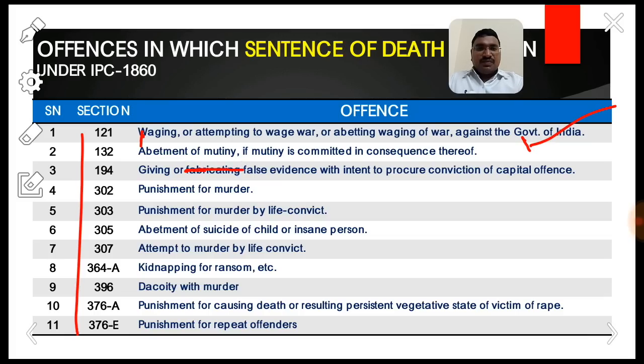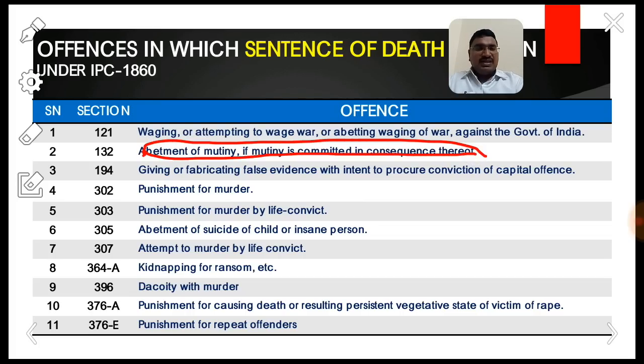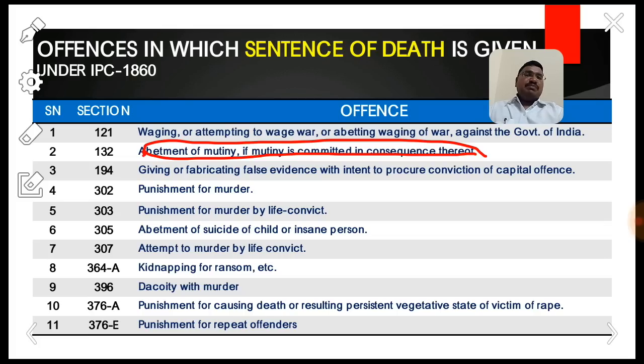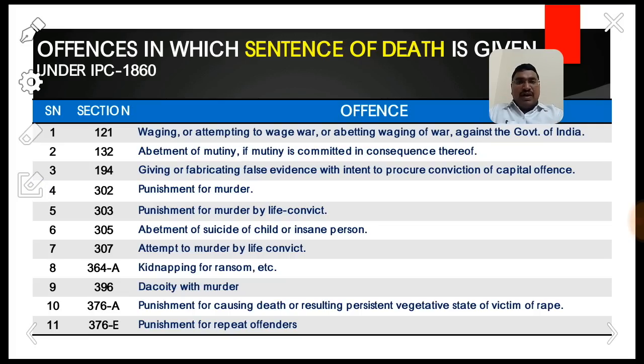Abetment of mutiny, if mutiny is committed in consequence thereof, is punishable with the death penalty by the court. That is armed rebellion. Armed rebellion is an offence punishable with the death penalty according to section 132. Giving or fabricating false evidence with intent to procure conviction of a capital offence of some other person is punishable with death, as per section 194. Punishment for murder is punishable with capital punishment according to section 302.